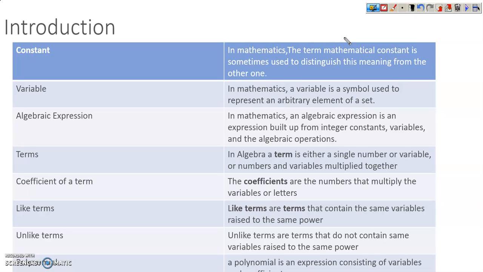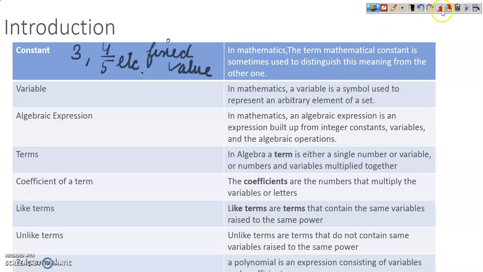A constant is a number which has a fixed value. For example, we can say that 3 is a constant, 4 over 5 is a constant, and so on.